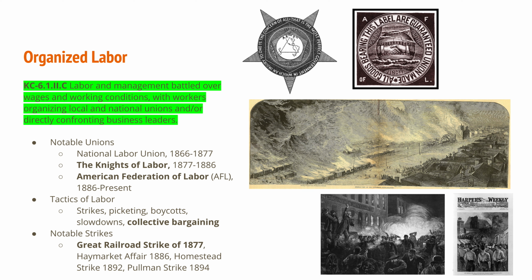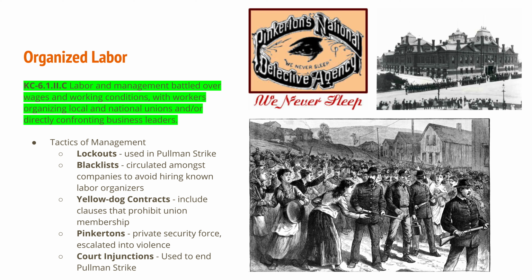Now, in the Homestead Strike in 1892, the manager of that steel plant brought in a private security force called the Pinkertons. In the Pullman Strike in 1894, the government got involved and issued a court injunction to stop the labor strike. So here are the tactics of management.